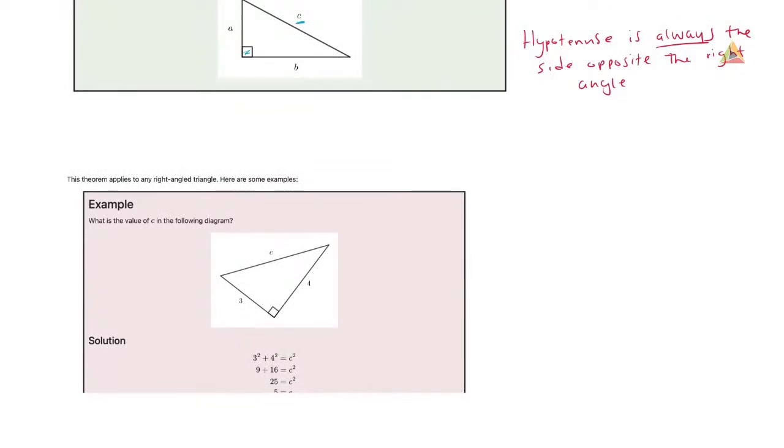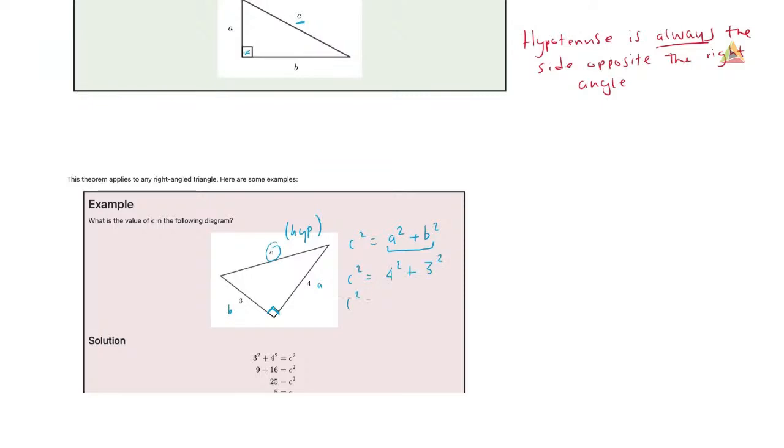Here are some examples. So what is the value of C in the following diagram? So C. Now what is C first of all? It's the side that's opposite the right angle, which means that C is the hypotenuse. So we're going to just label it there. So the rule is C squared is equal to A squared plus B squared. So I'm going to call 4, we'll call that A, and we'll call 3 B. Now it doesn't actually matter which one you call A and which one you call B because they're both on the same side. So if we were to fill that in, we're going to get C squared is equal to A squared, which is 4 squared, plus B squared, which is 3 squared.